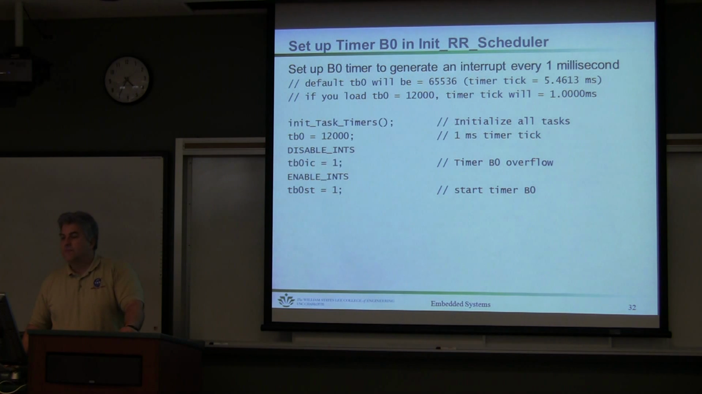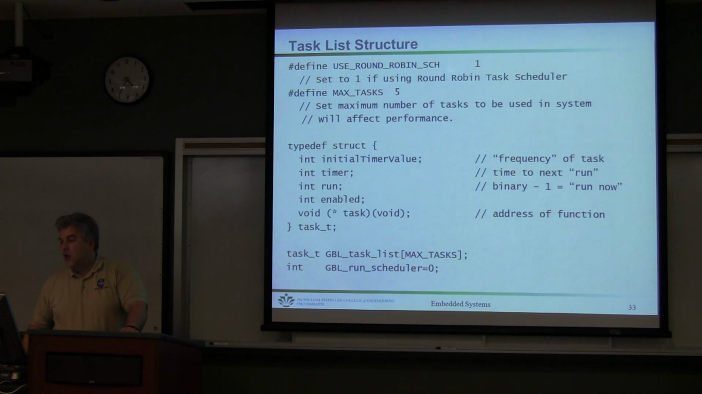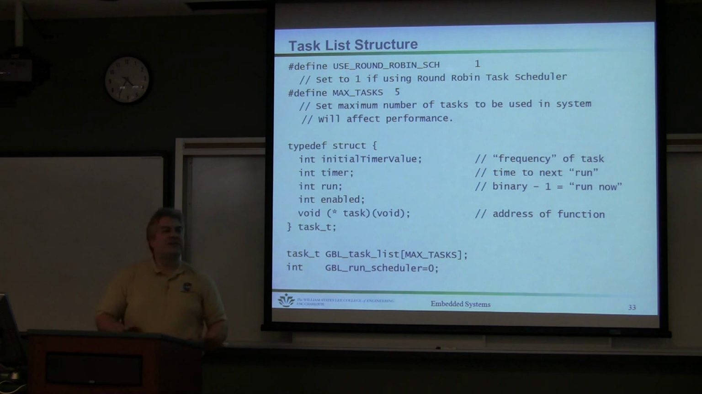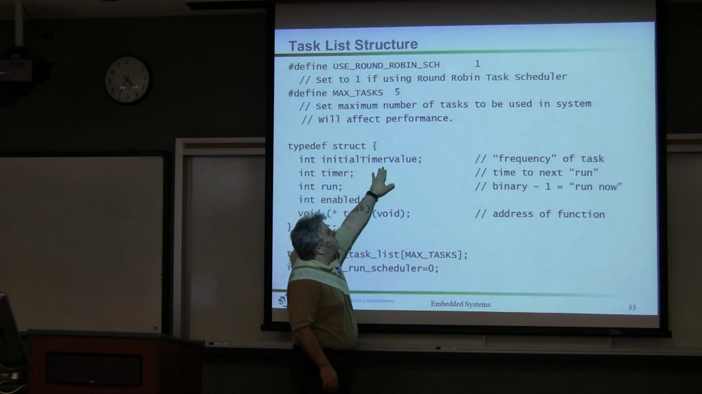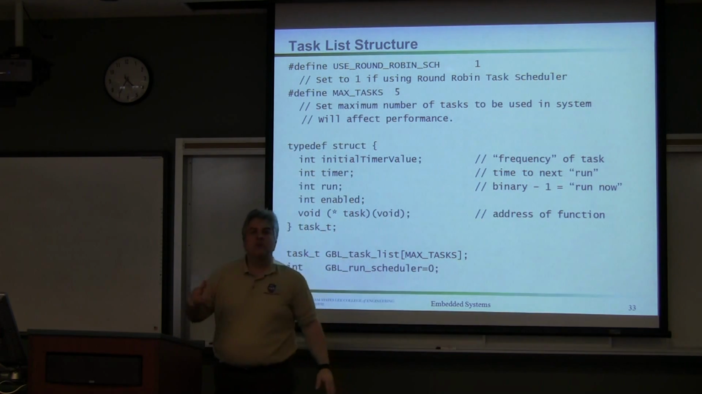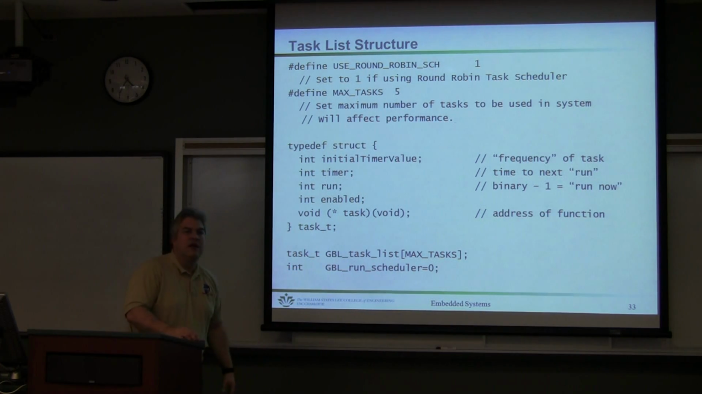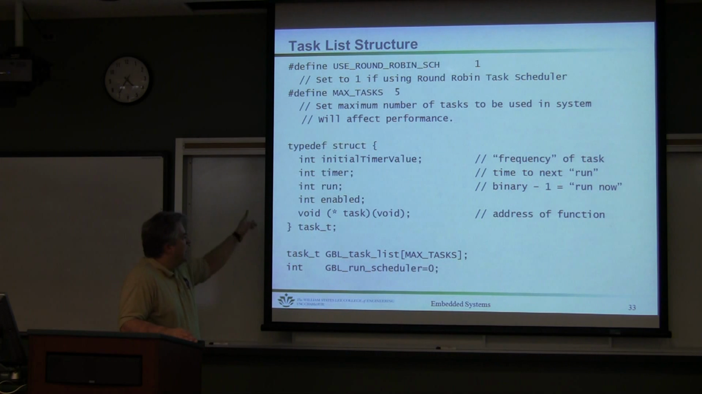Round robin scheduler. This will be setting up the interrupt. This is incorrect, so I'm going to go over this one. But when you're actually running the code, remember the data that we had for the round robin, the initial timer value, that was the frequency. How frequent will this specific task run based on your design of the system?